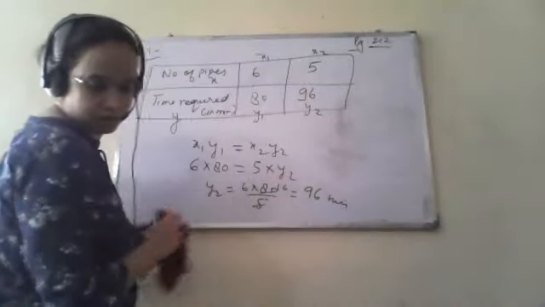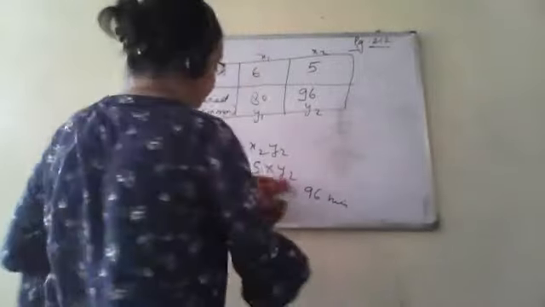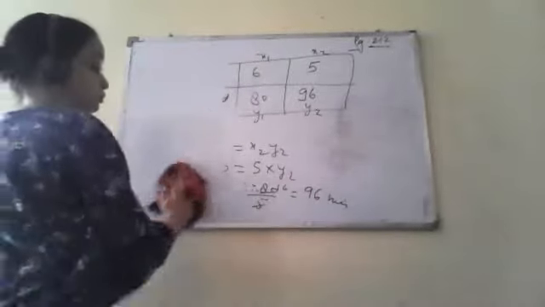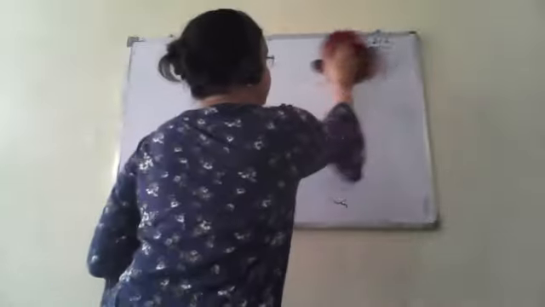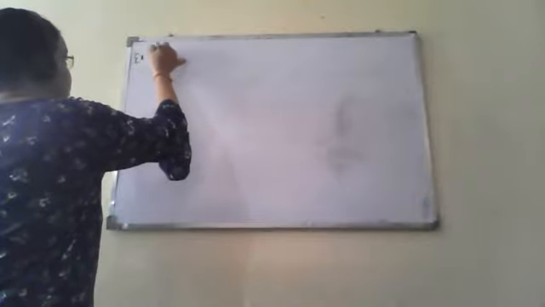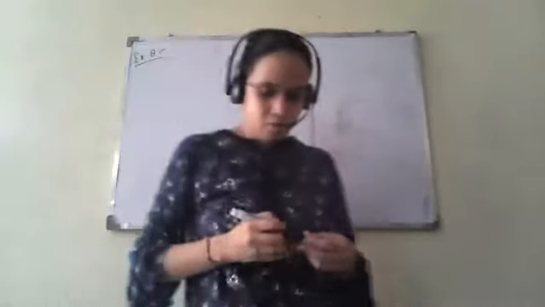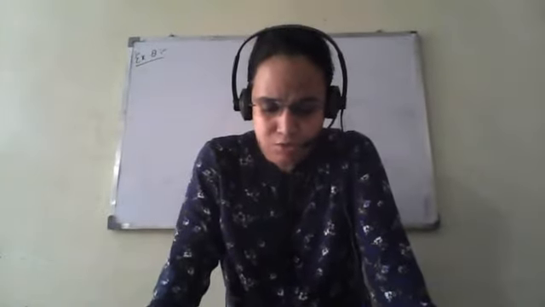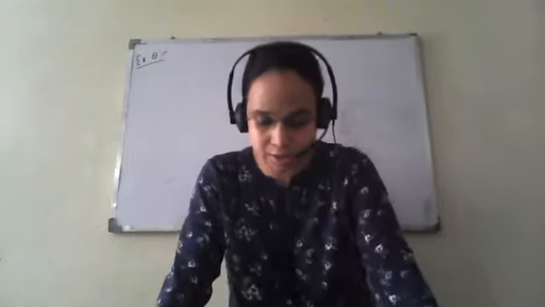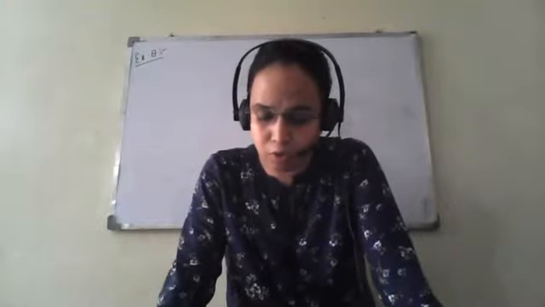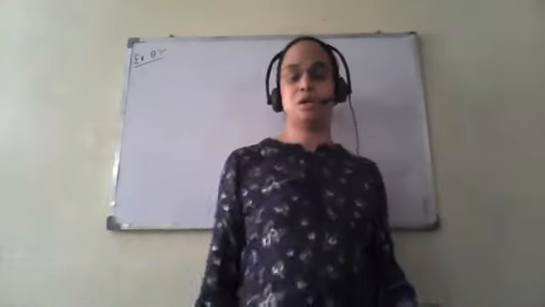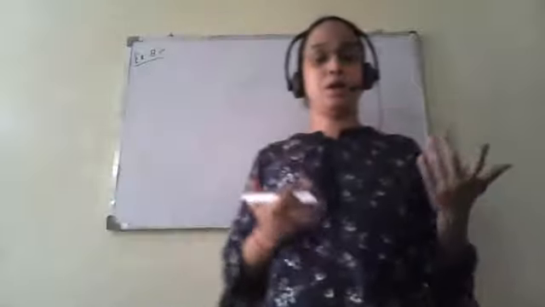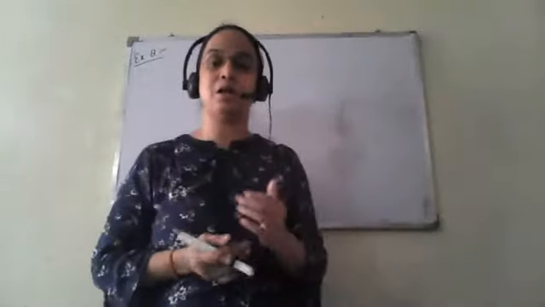Next example. Example 8. What it says, there are 100 students in a hostel. Food provision for them is for 20 days. Means there are 100 students and food for them will last for 20 days. How long will this provision last if 25 more students join the group? It is very common. If the number of students is increasing, then food will last for a lesser number of days.